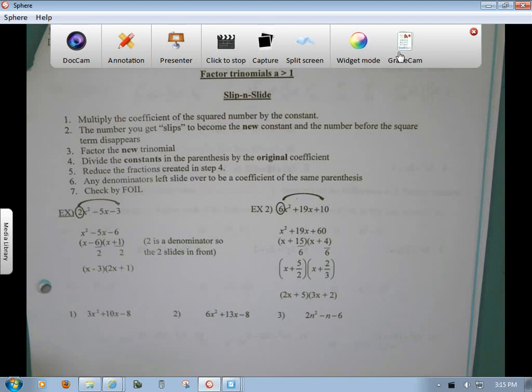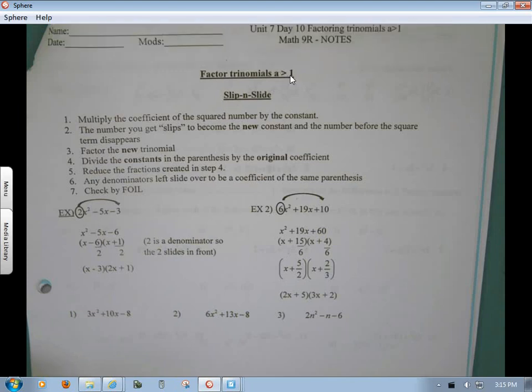Hi everyone, today we're going to talk about the slip and slide method to factor a trinomial where our lead coefficient is greater than 1. So it looks like the work we did yesterday, except that these lead coefficients are not 1 anymore. So it makes life a little harder.